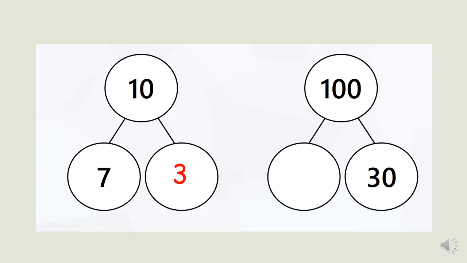100. The total, the whole is 100. One of the parts is 30. So what is the other part going to be? And if we look over onto the left, it gives us a clue. Shout it out. Yes, it's 70. 70 add 30 is 100.